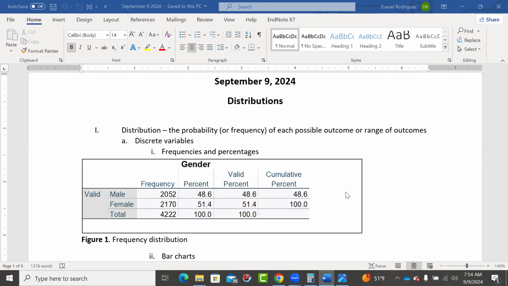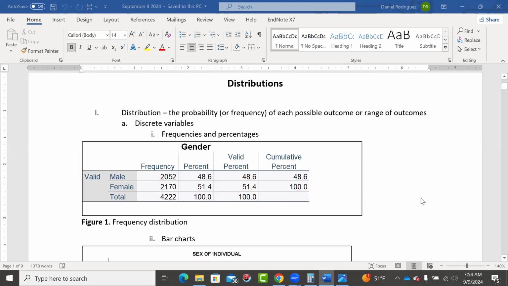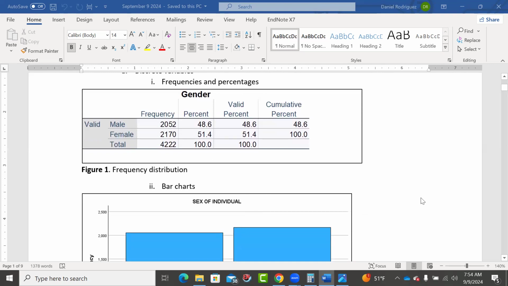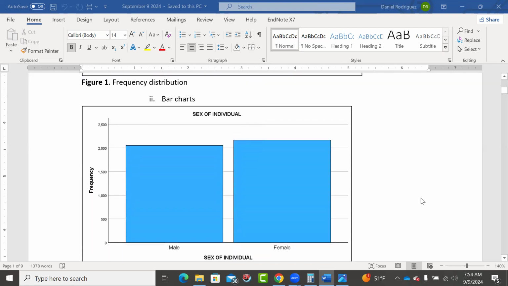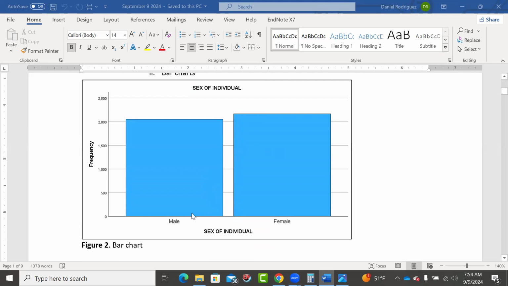So it's basically just telling us how many participants within a sample fall within a given cell, or in this case, a given level of our variable, right? We use frequencies and percentages when we're dealing with discrete variables to talk about our distribution, and we use bar charts to plot them. So here we have the bar chart for this variable, and we have male and female, and there's slightly more females than males. So this is just a way to plot it.